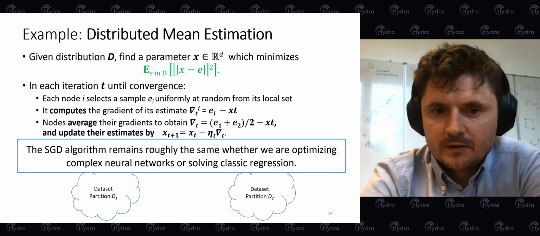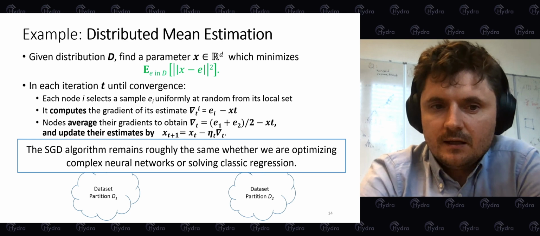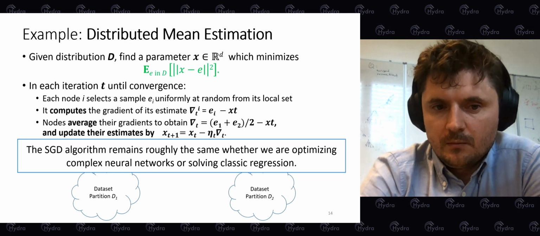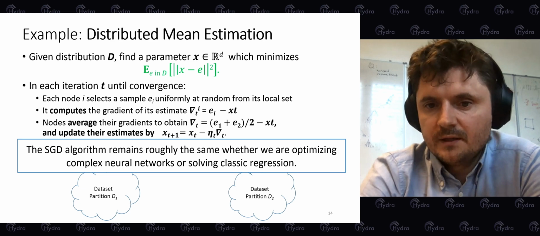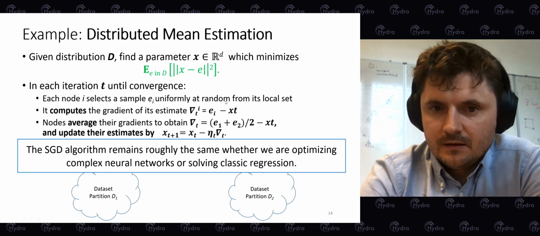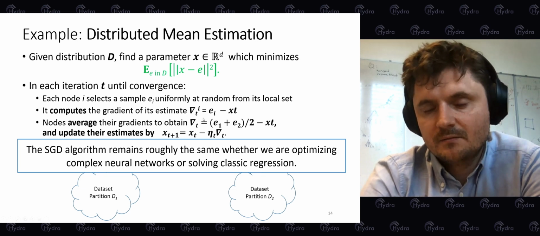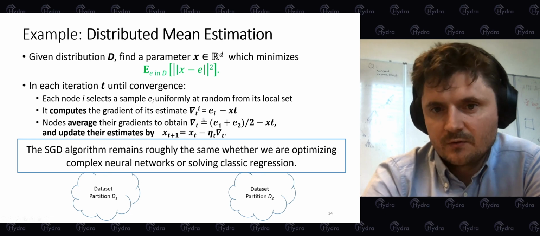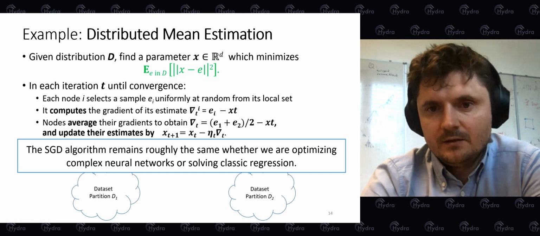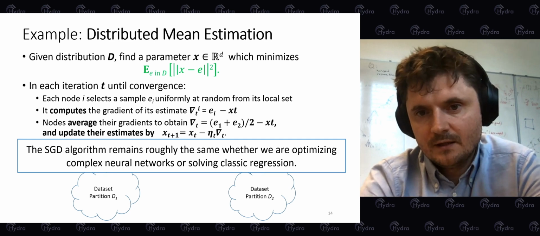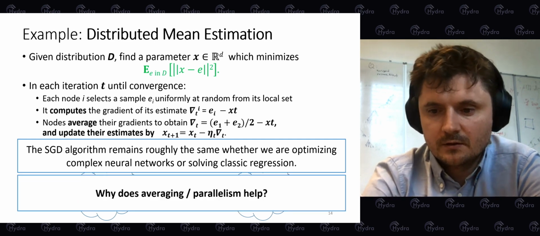What's interesting about SGD is that the algorithm remains the same whether we're optimizing something super complex like neural networks or solving classic regression. The gradient can be very complicated for neural nets, whereas for mean estimation or regression it is fairly straightforward. In this case, the intuition is fairly simple: you just want to compare a random sample against your estimate and make sure that they're close to each other.